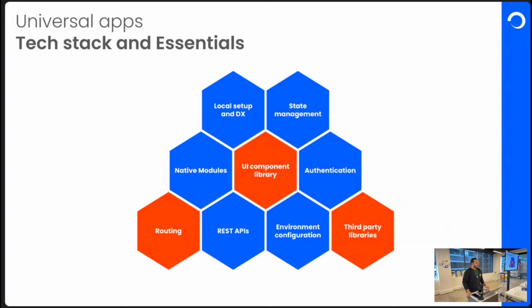So if you dig down into the actual coding side of things, there are essential aspects of the development you need to take care of, or at least analyze, before you take that informed decision. You need to understand how the local setup will work, your state management, and what UI component library you are going to use, because it's a universal app. You need the library to work on your native plus web. And then how will the authentication work, the routing, REST APIs and other things.